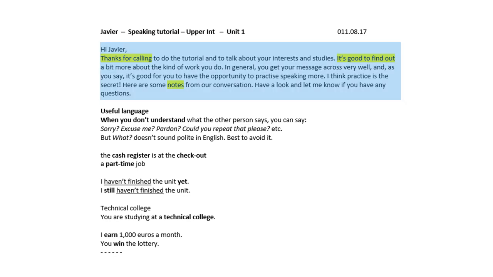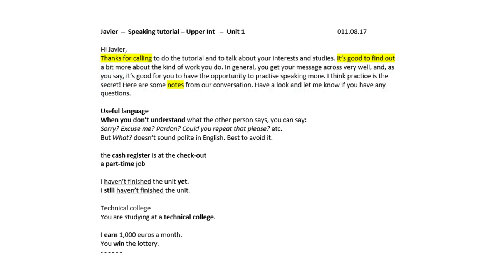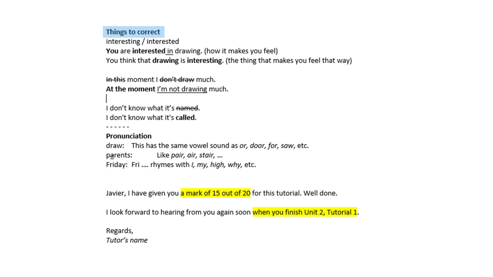So, starting with the greeting and chat, responding to what the student has talked about, and then a general comment. Then below, the notes, in this case, organized under different headings. Useful language, things to correct, and a couple of pronunciation tips.